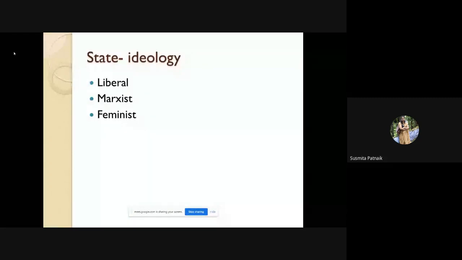Okay, by the feminist approach in 1920, women got the political right to vote, and Switzerland got it in the year 1928. India, after getting independence, quickly gave the right to vote to women.